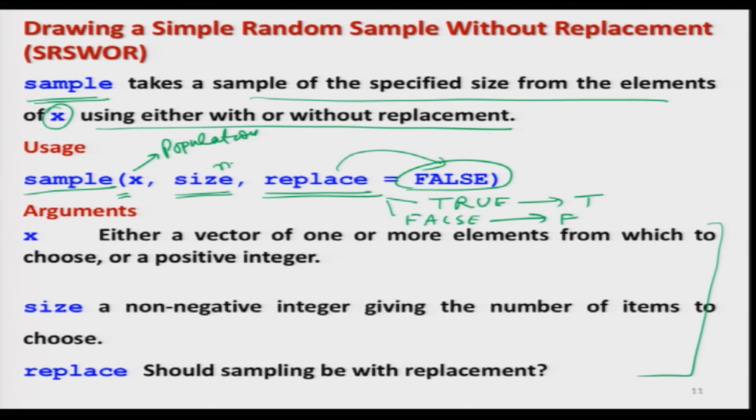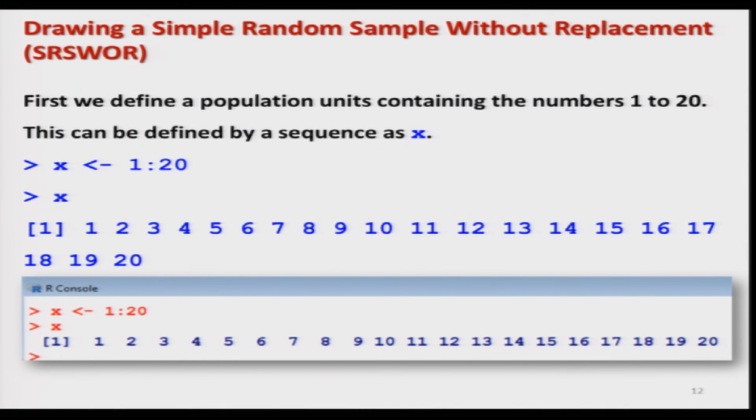So, now let us take some example and see how it is working, and after that I will show you it on the R console also. Suppose I create an artificial population. Suppose my population has the numbers 1 to 20, I mean 1, 2, 3, 4 up to 20. So, now I create this x, this is my population, right. So, you can see I have created it like this.